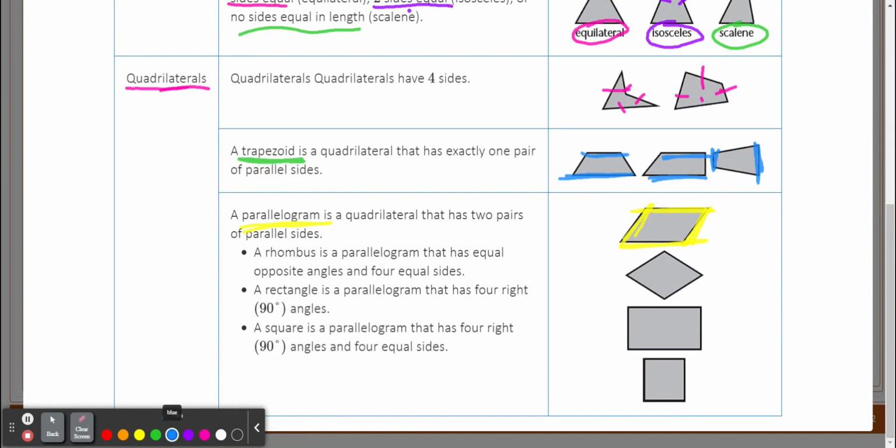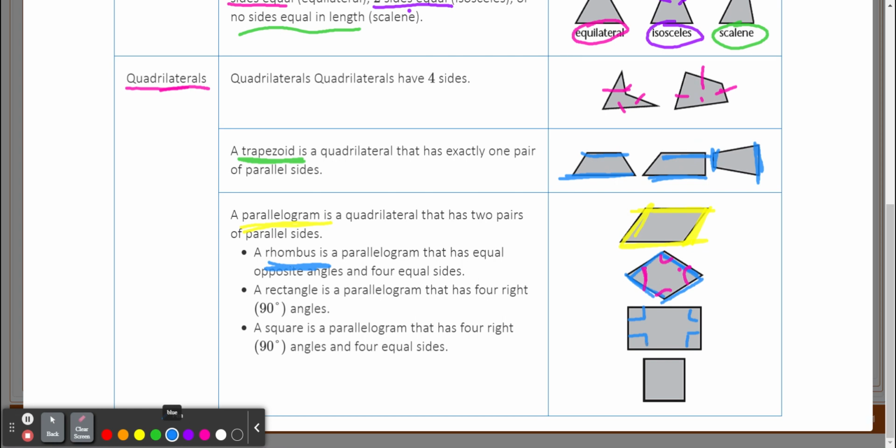For example, you have a rhombus. A rhombus is a parallelogram that has four equal sides, and the opposite angles are equal. So these angles are equal, and these angles are equal. Four equal sides, opposite angles equal. So then we have a rectangle. A rectangle is a parallelogram that has four right angles. Boom, boom, boom, boom. A rectangle.